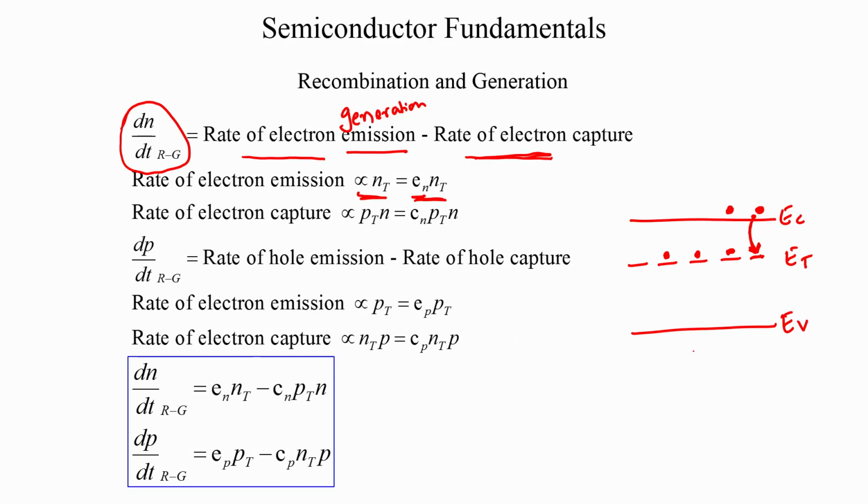So, what does that mean? What does that depend upon? Firstly, it has to depend upon the concentration of electrons in the conduction band. If there are no electrons in the conduction band, then the rate of electron capture is 0 because there are no electrons to be captured. So, definitely the rate of electron capture has to be proportional to n. So, let us say there are electrons to be captured. What else is it proportional to? For these electrons to be captured, they need to find an empty state.